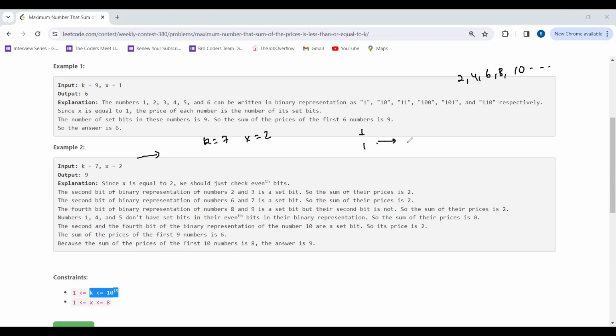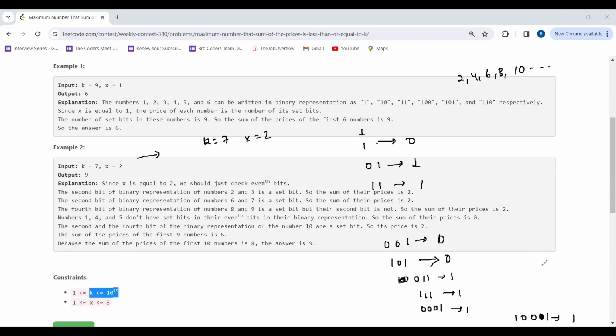So 1 doesn't contribute to any price. 2 has a bit representation like this, so it will contribute 1. 3 will contribute 1. 4 won't contribute at all because 4 has the third bit set. 5 again won't contribute at all. 6 will contribute 1. 7 will contribute again 1. 8 contributes 1. 9 contributes 1.